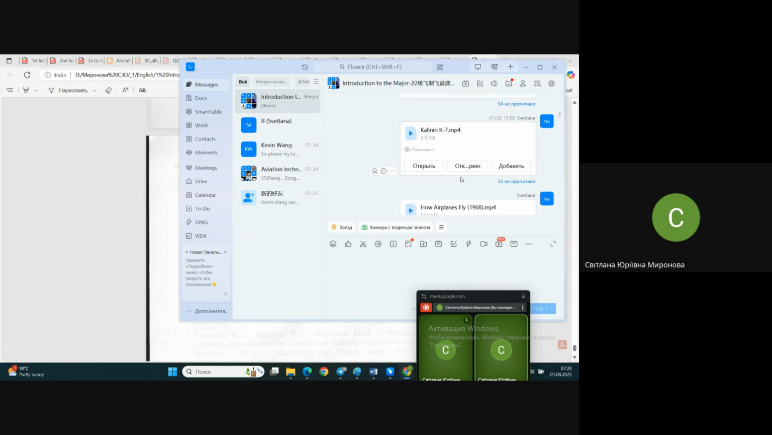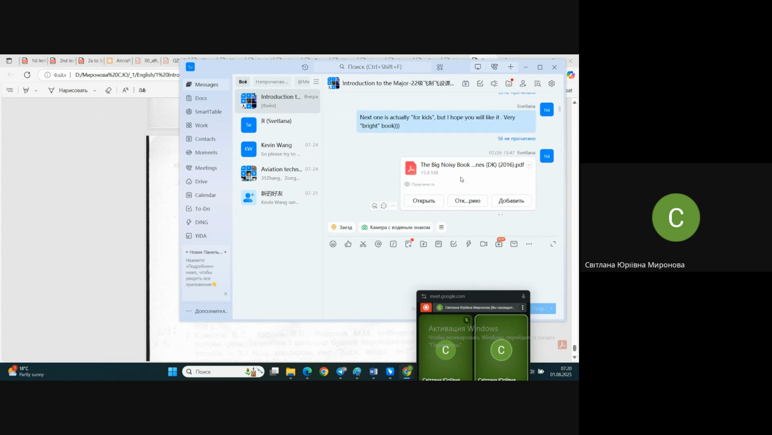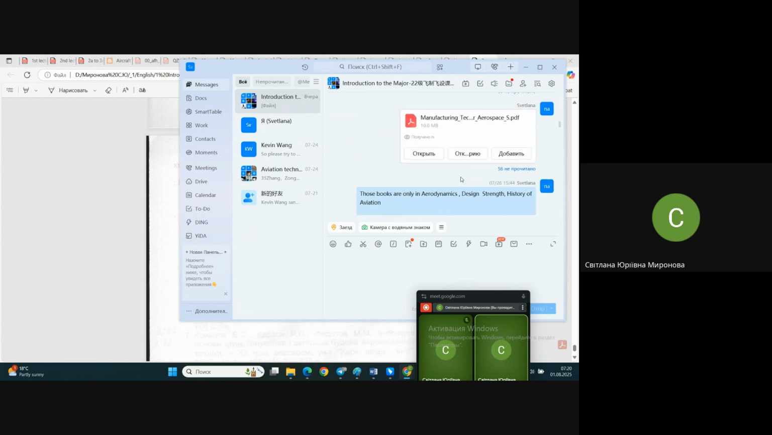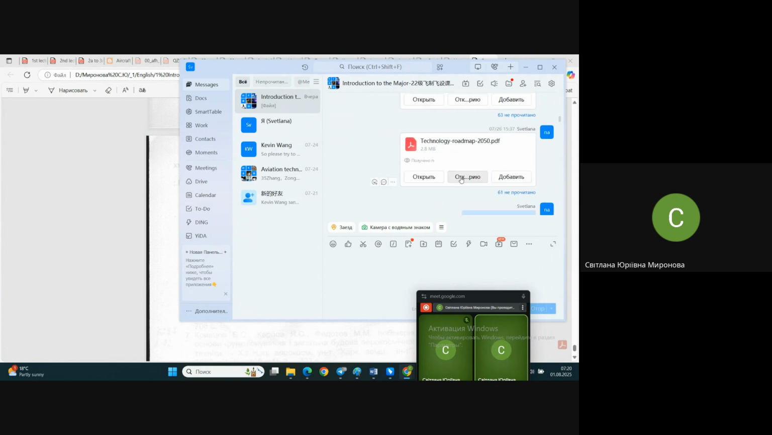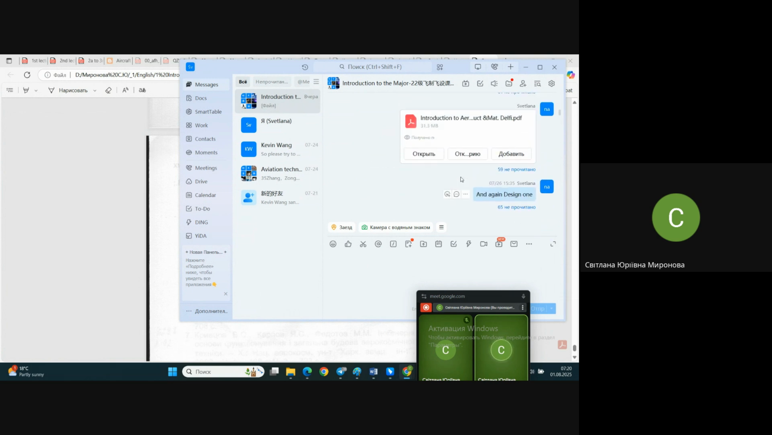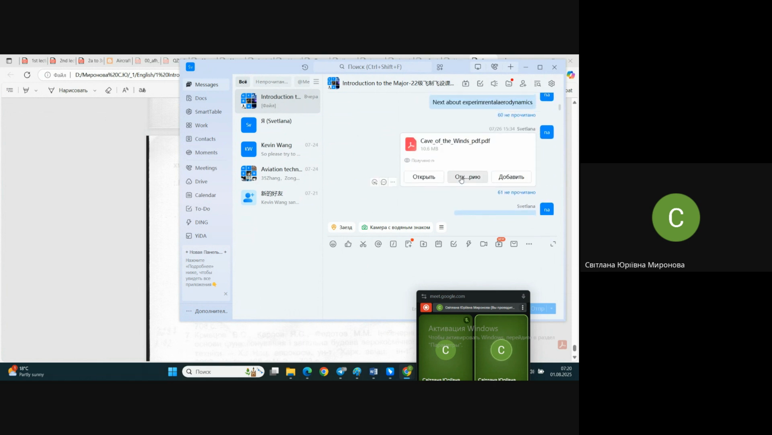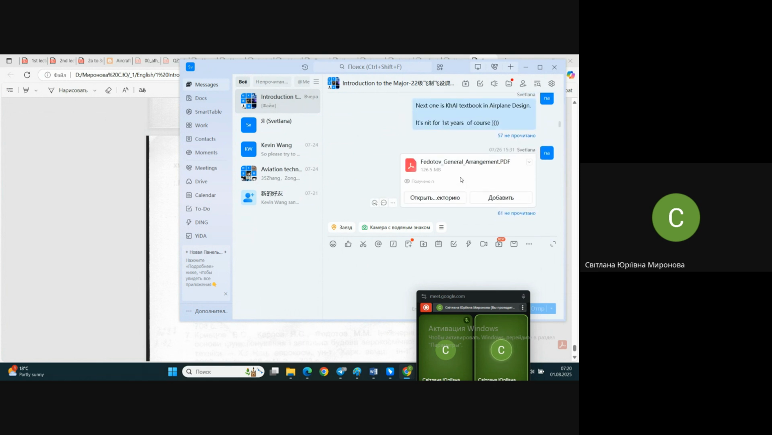The book that I have downloaded a week ago. It's about the movies. Technology roadmap. Introduction, key of the. Oh, here is. Pay attention. That is a textbook of HAI about aircraft design. It's not for first years, of course.